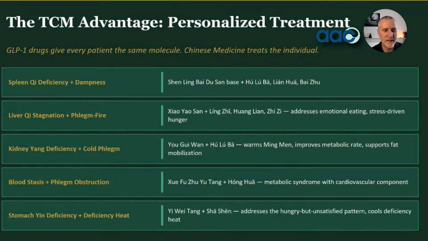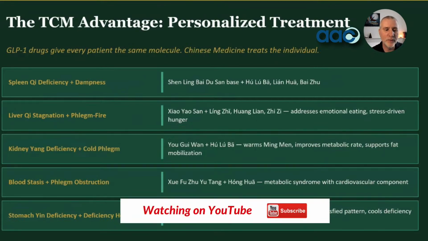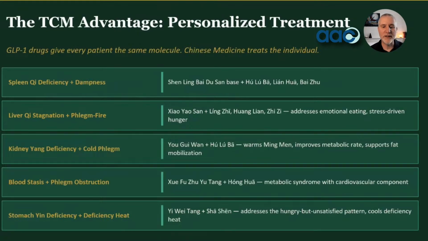Stomach yin deficiency and deficiency heat, the famous formula Yi Wei Tang, which includes Shashen in it, addresses the hungry but unsatisfied pattern and cools deficiency heat or deficiency heat in general.